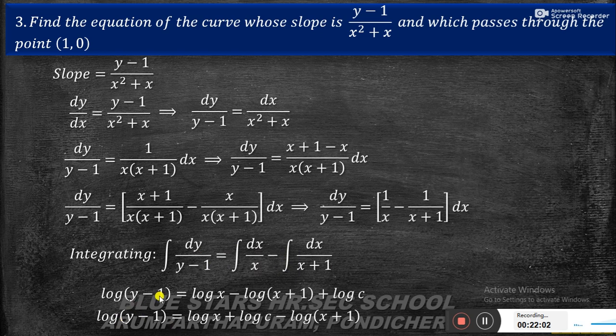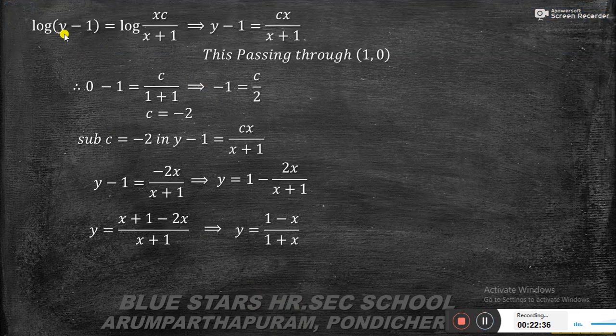Next, the integration of 1 by y minus 1 is log of y minus 1, which equals the integral of 1 by x dx, which is log x, minus the integral of 1 by x plus 1 dx, which is log of x plus 1, plus log c. So in the next step, log of y minus 1 equals log x plus log c minus log of x plus 1. Here this curve passes through the point 1 comma 0, so I will substitute x equals 1, y equals 0. So log of y minus 1 equals log of xc by x plus 1.